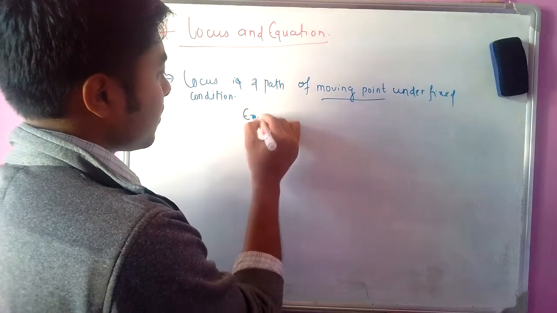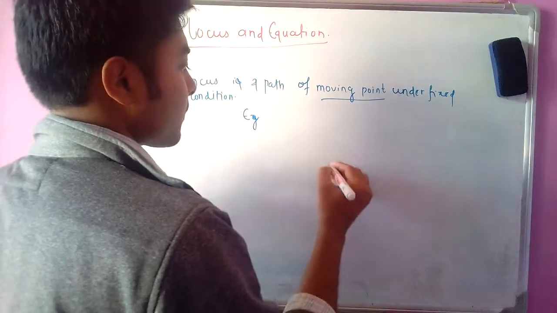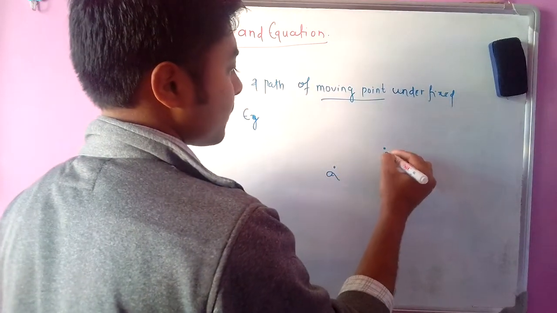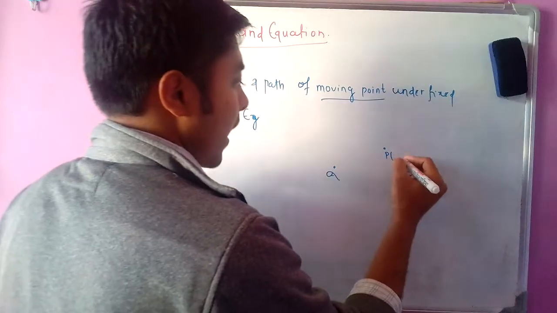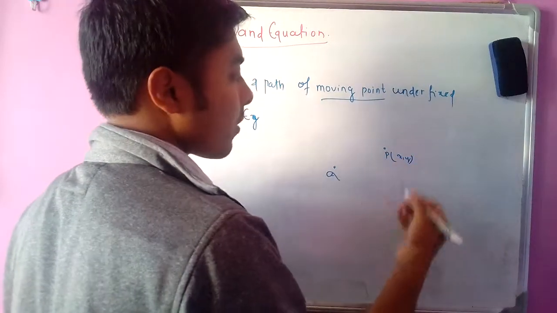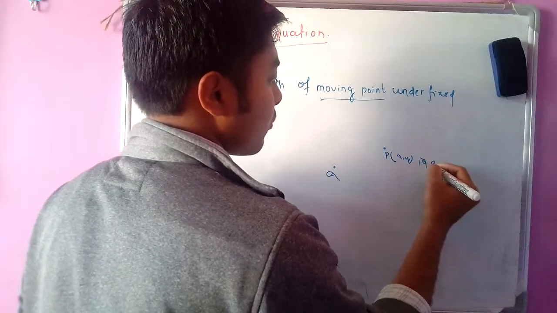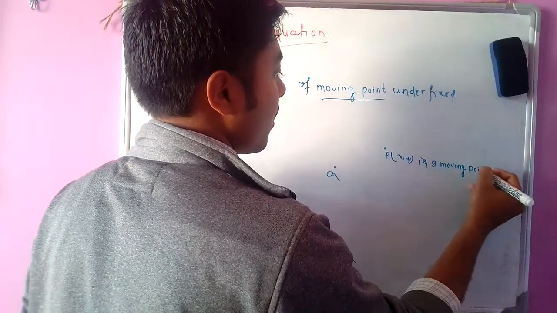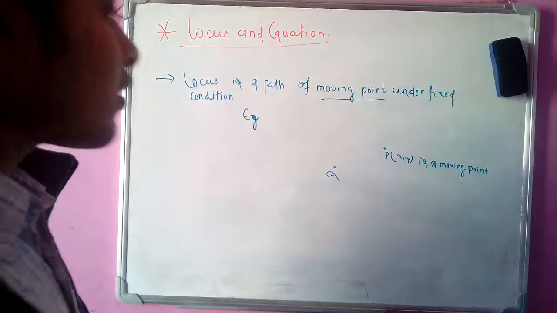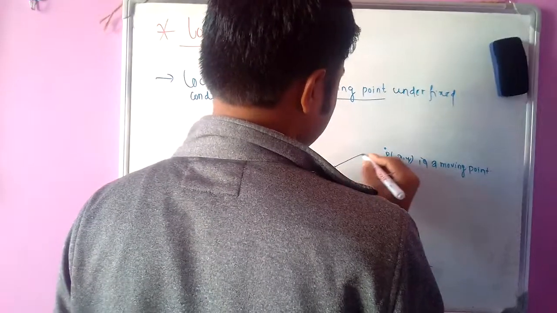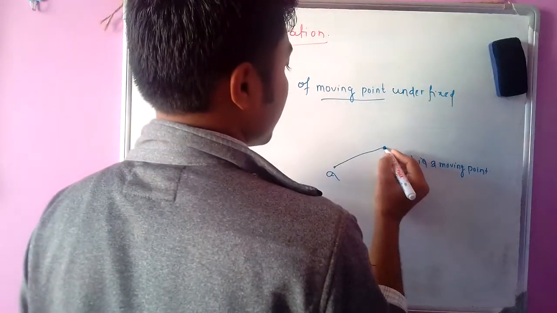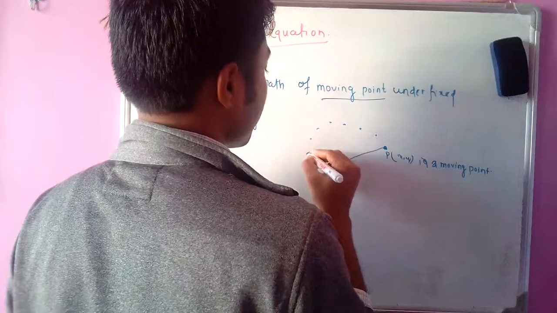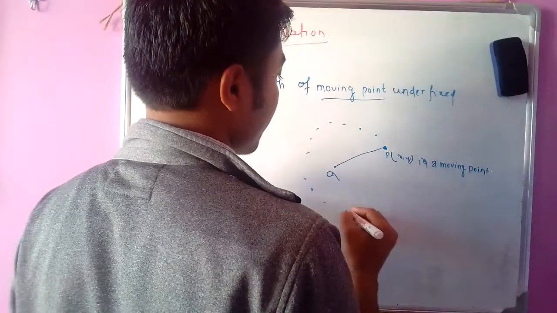For example, let there be a point A and a point B. P(x, y), whose coordinate is (x, y), is a moving point. This is the moving point, and the condition is that the distance between A and P is fixed. After some time it will reach here, here, here, here, and in the same way it forms a path.